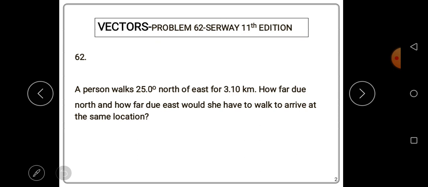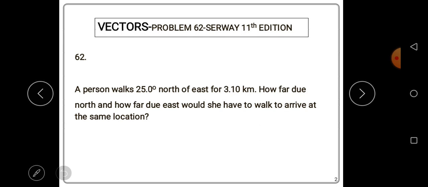The question reads: a person walks 25 degrees north of east for 3.10 kilometers. How far due north and how far due east would she have to walk to arrive at the same location? So this is the question at hand. How do we understand this question?